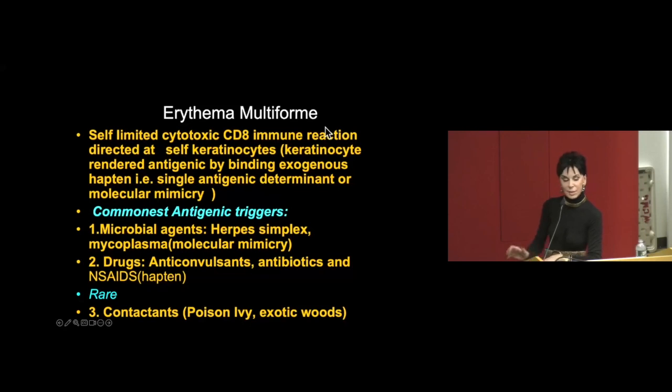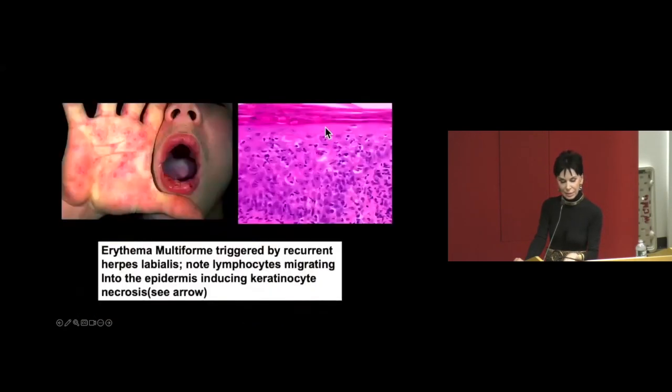And so what are the commonest antigenic triggers to evoke this cytotoxic CD8 type 4 immune response? It could be a microbial agent, specifically herpes simplex, and there one would have to infer that a microbe could cause this reaction perhaps through molecular mimicry. The other would be drugs, where the drug is functioning as a hapten. And rarely a contactant can actually evoke this type of cytotoxic CD8 immune response.